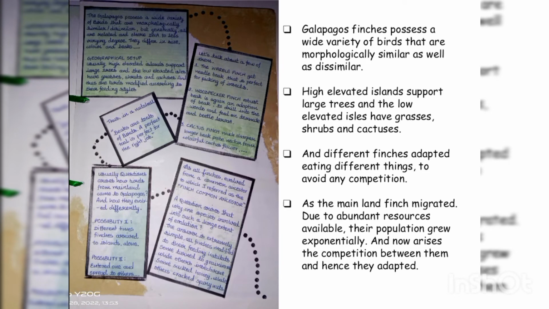Galapagos finches possess a wide variety of birds that are morphologically similar as well as dissimilar. The high elevated islands support large trees and the low elevated isles have grasses, shrubs and cactuses. And different finches were adapted to eating different things. They did so to avoid any sort of competition. As we all know that the mainland finch migrated to Daphne Major. Due to abundant resources available, their population grew exponentially, and now arises the competition between them, and hence they adapted to different habitats.